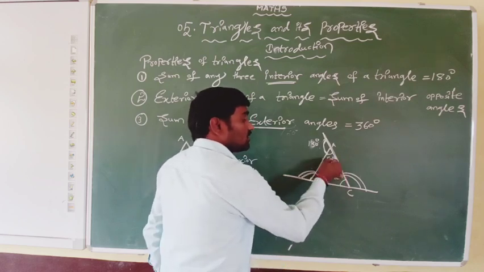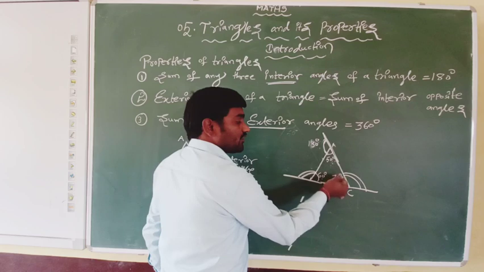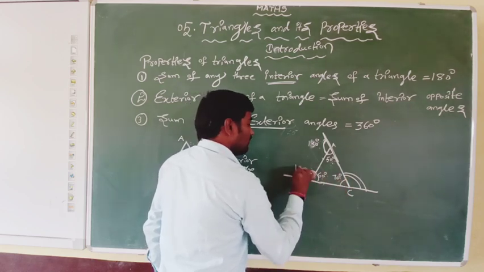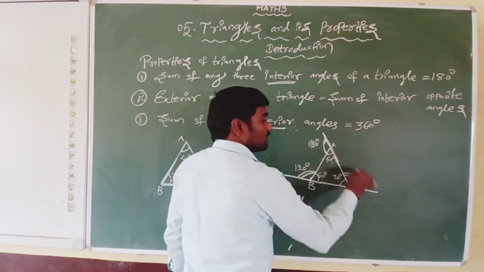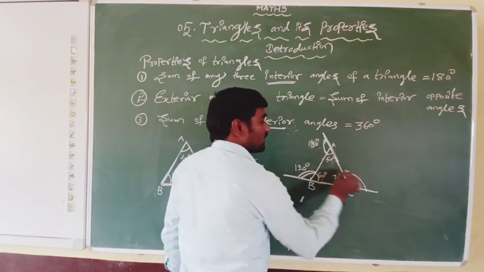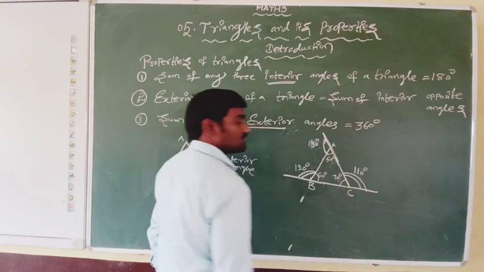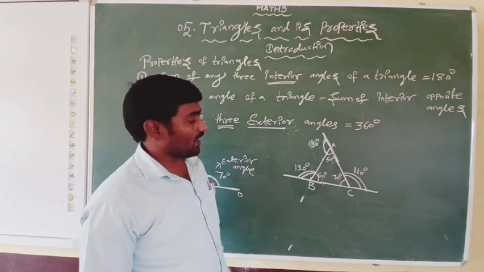This external angle is equal to the sum of these two angles. 50 plus 70, that is 120 degrees. Yes. Then here, what should come here? The sum of these two angles, that is 110 degrees. See that. Now what happens?